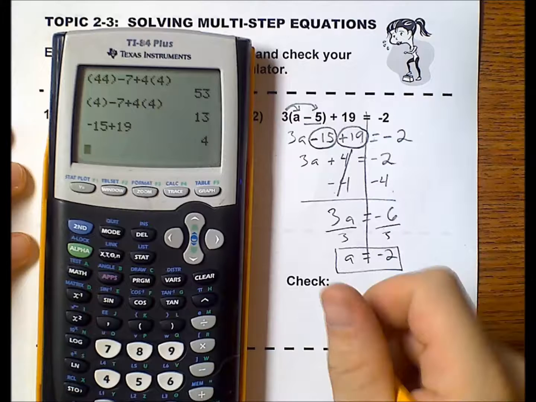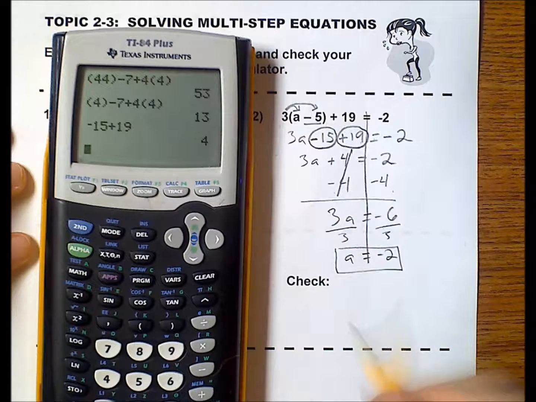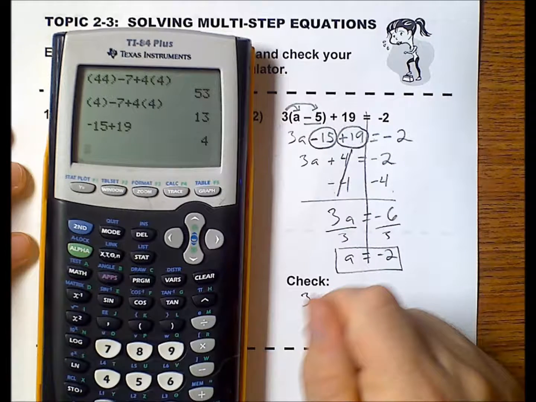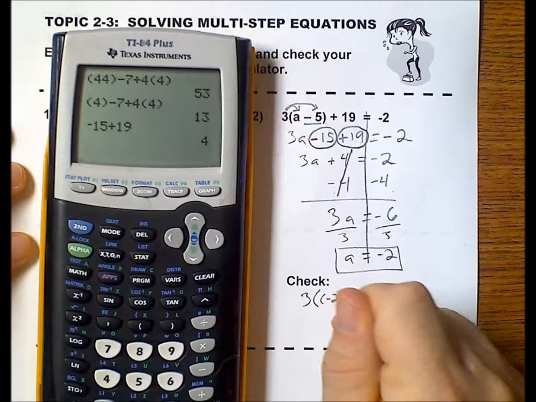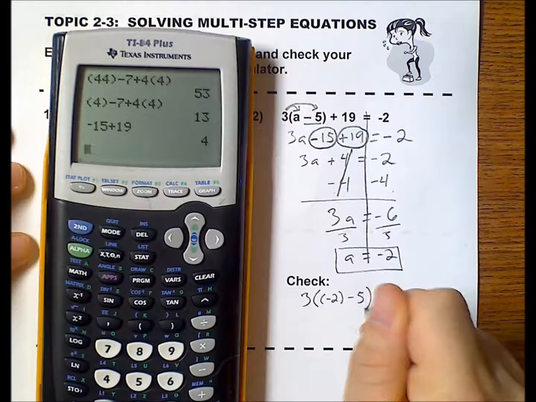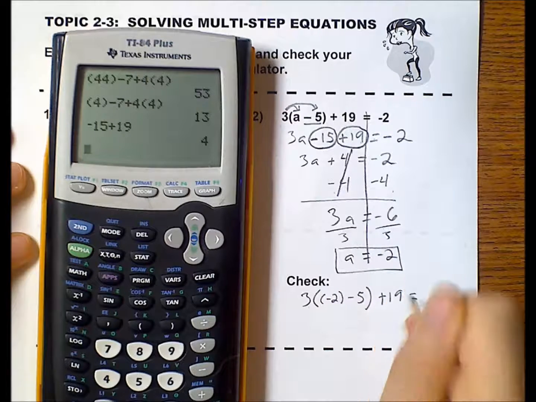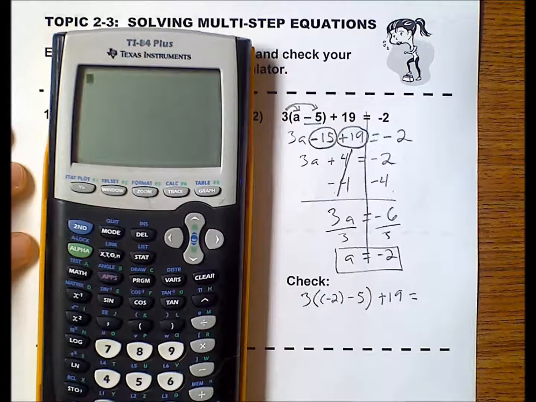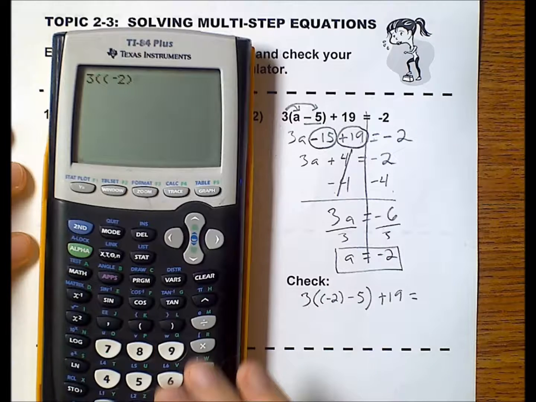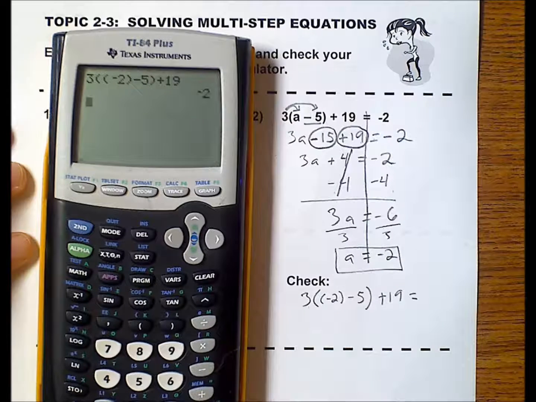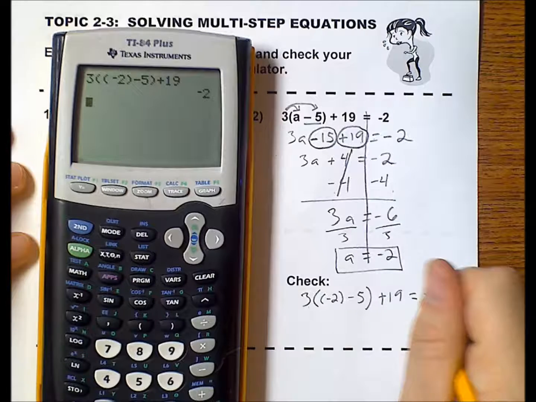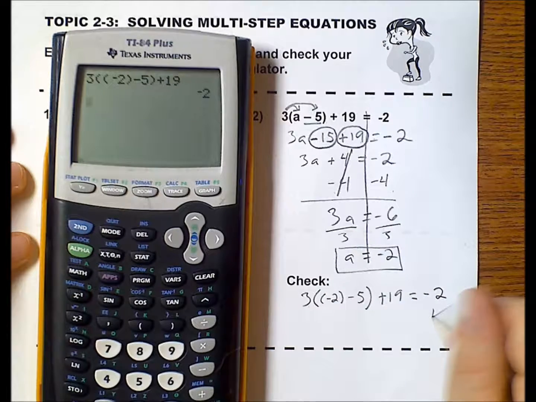We go to check. We just replace this a with the negative 2 in parentheses. And when we go to put that in, we get negative 2. And so it checks out.